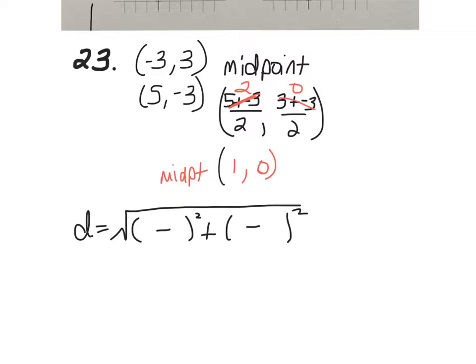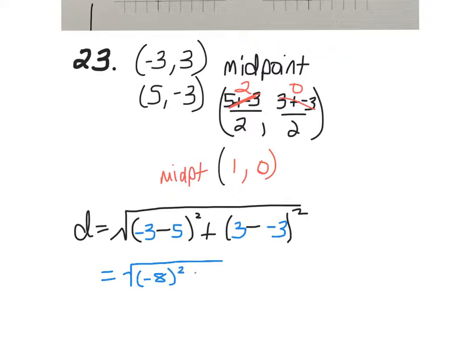So now all we do is we keep our x's together, keep our y's together. Does it matter if I say -3 minus 5 or 5 minus -3? No, because we're going to square the result. So I'm just going to say -3 and 5. Those are my x's. And then over here I'm going to say 3 and -3 for my y's. Everybody with me?